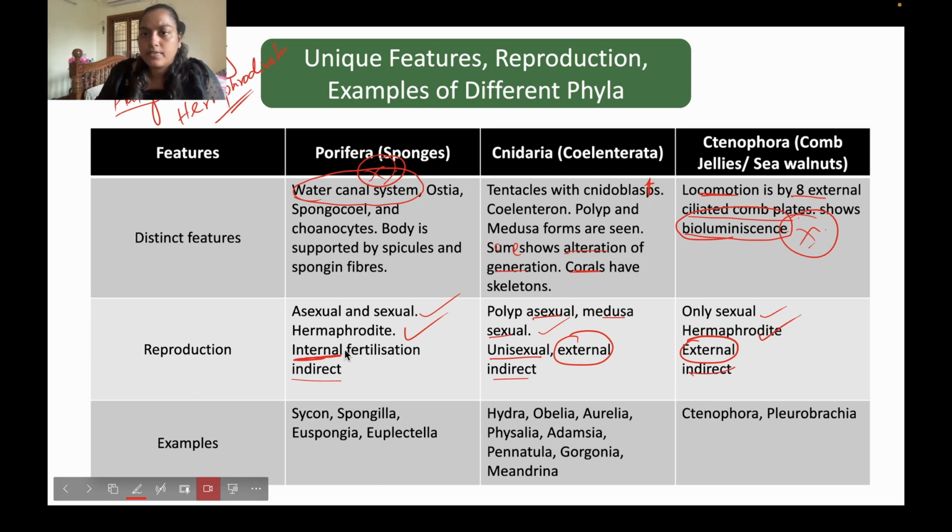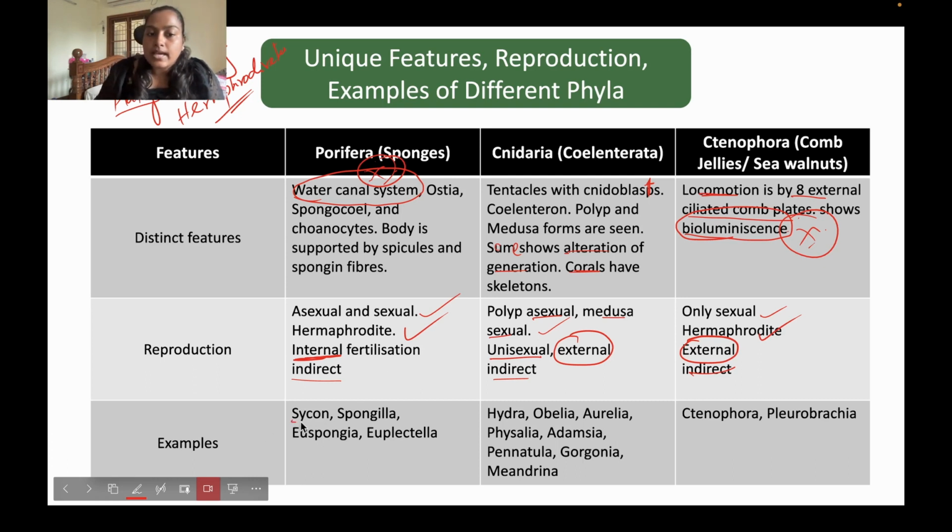And most of them will show indirect development. If you see Arthropoda, Mollusca, Aschelminthes, Annelida, you can find both direct and indirect. But apart from that, all others are indirect. Note down the examples, please.